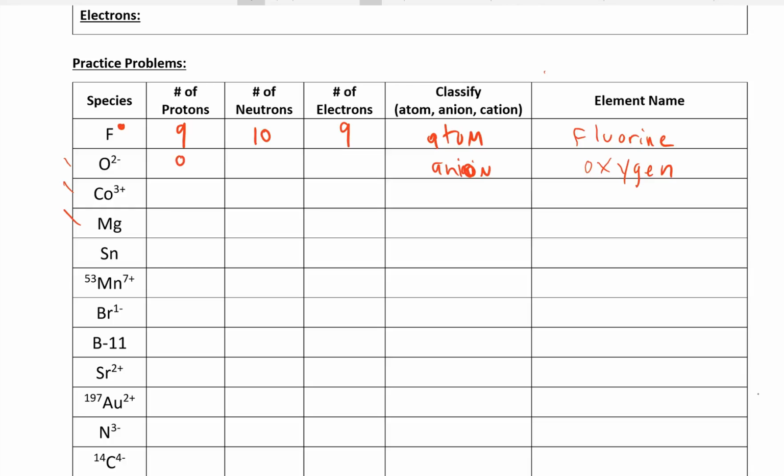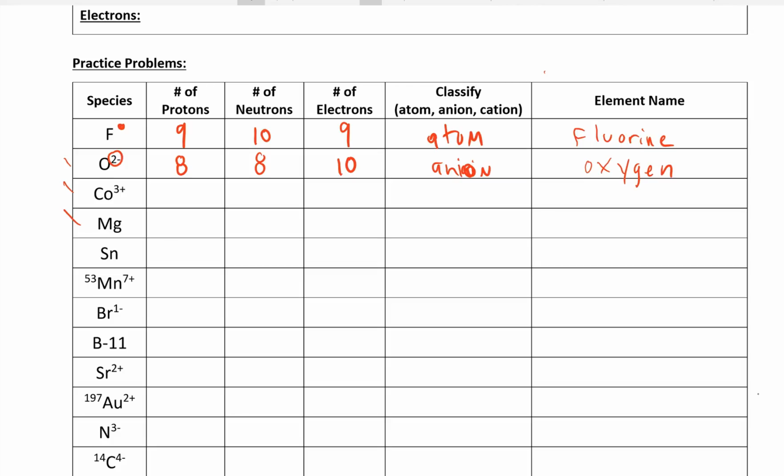Every atom of oxygen, whether it's an ion or not, is going to have 8 protons. Atomic mass of 16, so we must have 8 neutrons. And because of that -2 charge, we're going to take the number of protons, as that would be equal to the number of electrons if it was neutral. It's -2, so it gained 2 electrons. And this is where a lot of students can get tripped up. So this is a total of 10 electrons. I have to have 2 more negative charges than positive charges.